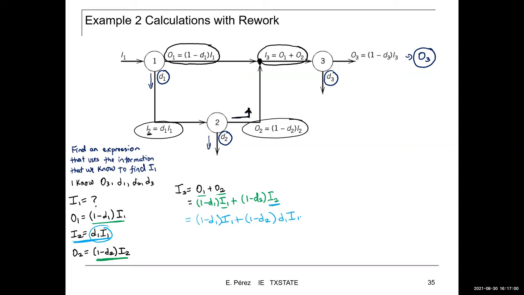So as you can see now, this is I3. I3 equals this. So I now have the expression in terms of I1, and the information that I know from that expression is D1 and D2. So what's still missing is, if I were to solve this equation, there's still two unknowns here, I3 and I1. I want to solve for I1, so I still need to find an expression for I3.